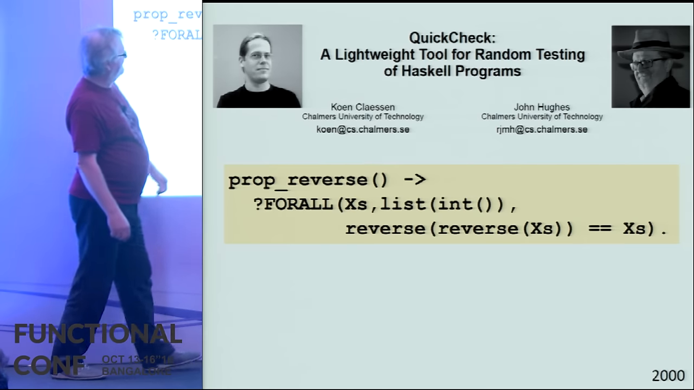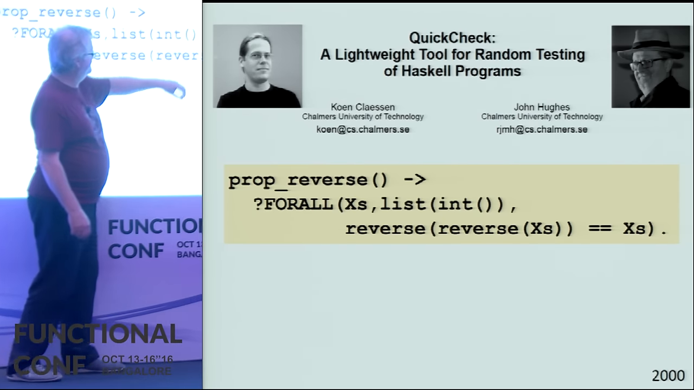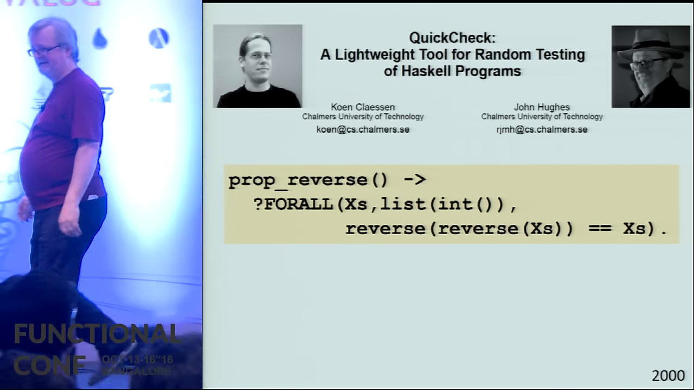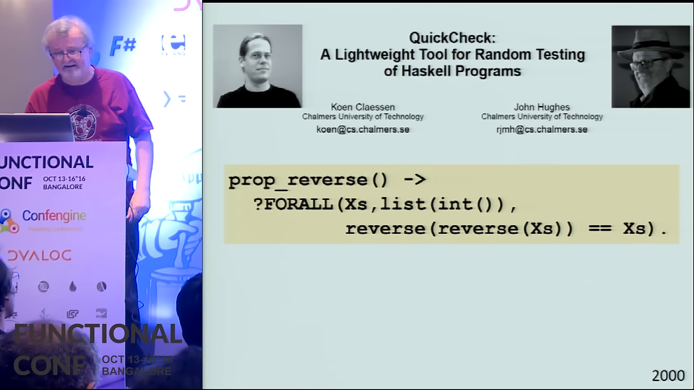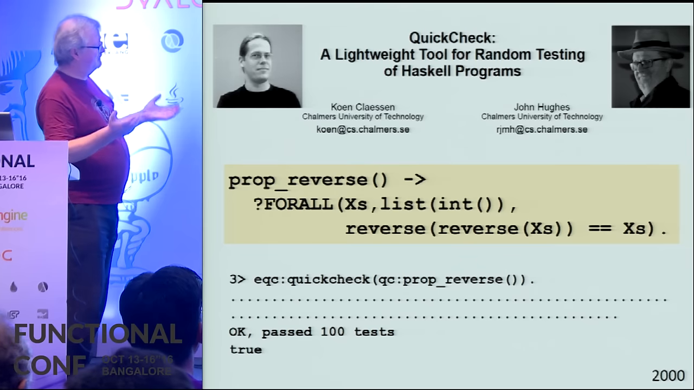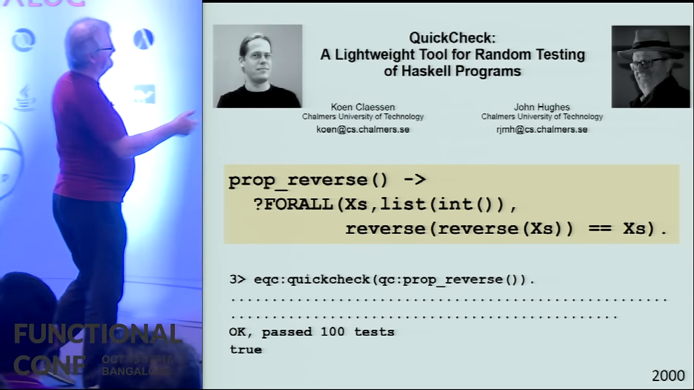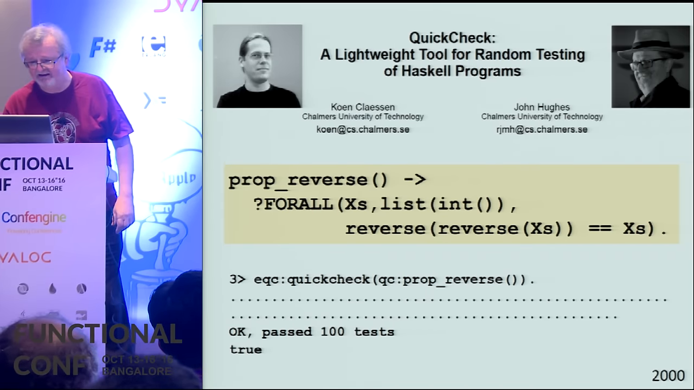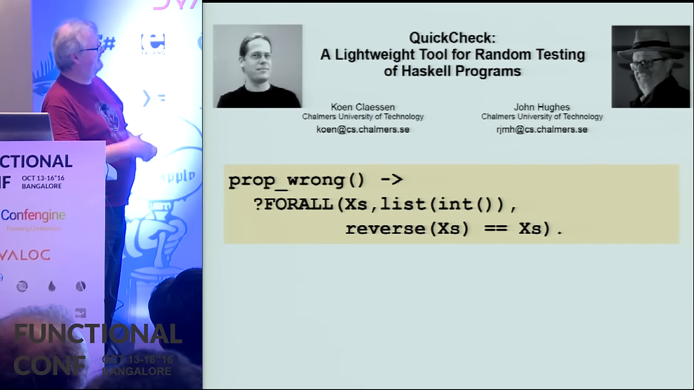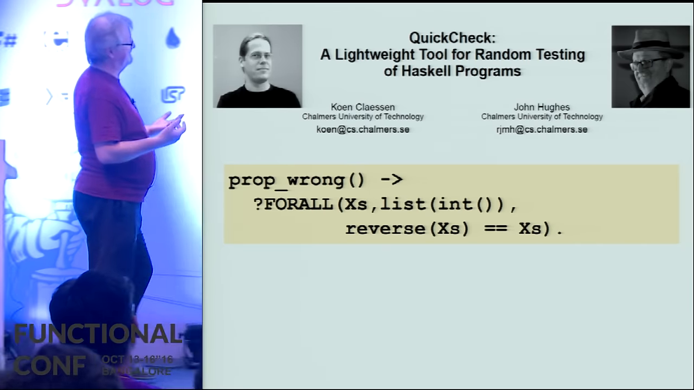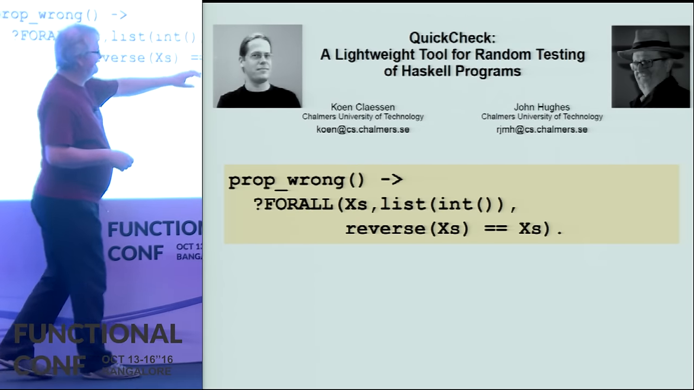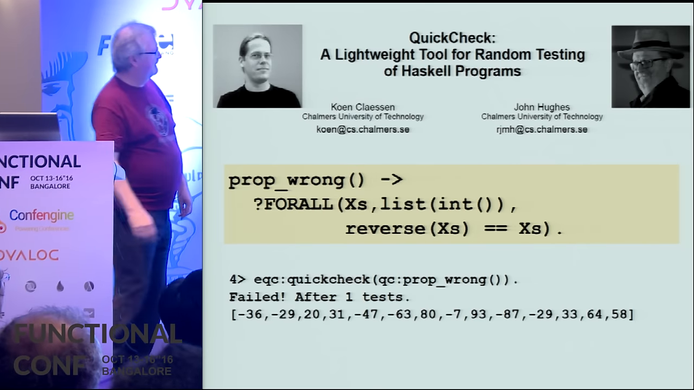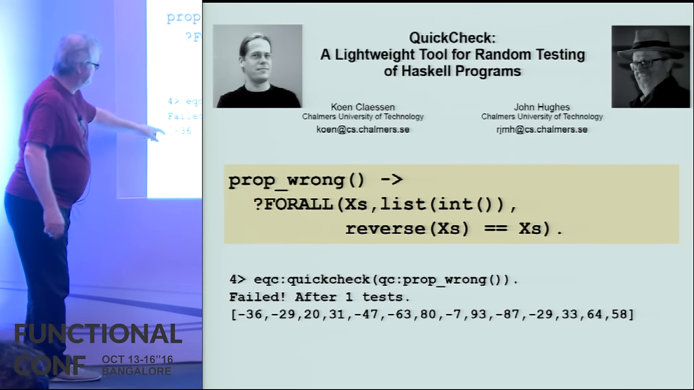So here's the property reverse that just says, for any xs that is a list of integers, if we take xs and reverse it twice, then we get back the original list. And if you give that to QuickCheck, it'll generate 100 random values by default, run the test for each of them, and in this case, all the tests pass, so that's great. What's more interesting is what happens if the property is not true. So here's a wrong property that says that if you reverse a list, you get itself. And of course, that's not true for all lists. And in that case, QuickCheck quickly finds a random list for which it's not true, such as this one.